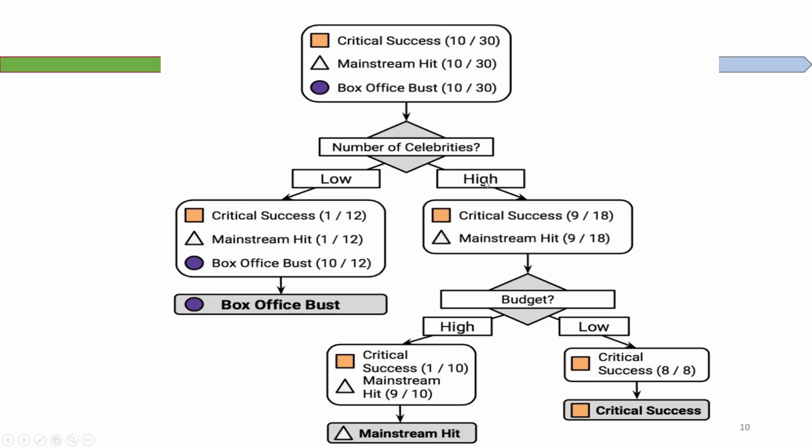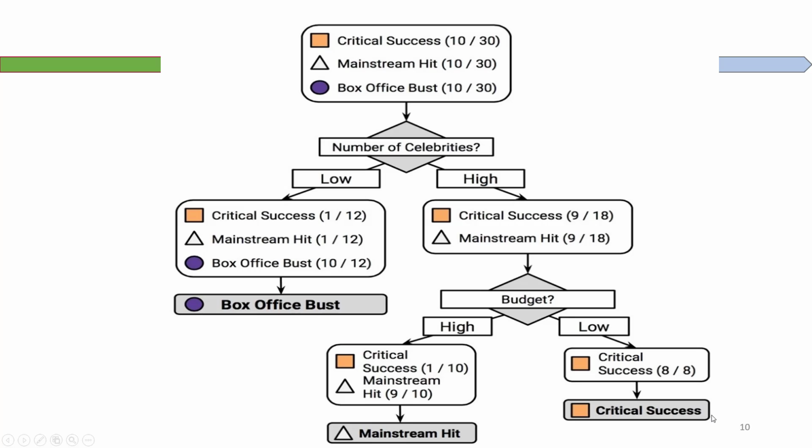If the number of celebrities is high, we have critical success as 9, mainstream hit as 9. So we need another criteria to classify these two. The next criteria we use in this path is the budget. If the budget is high, we know that the mainstream hit is 9 out of 10, which is great. So we classify that as mainstream hit. If the budget is low, then it's falling under critical success, 8 out of 8, and we classify this as critical success.